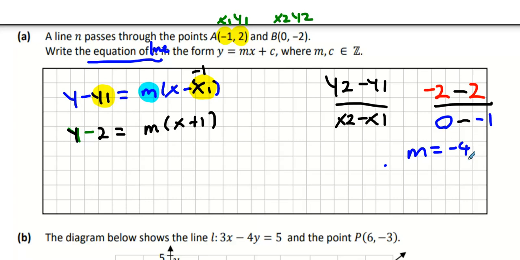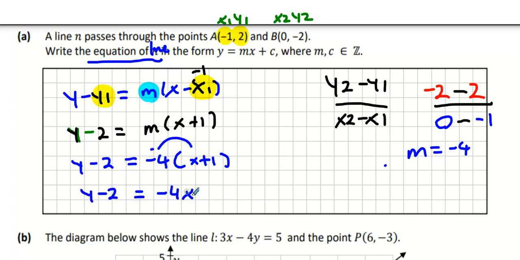Okay. So what we're going to do next is we're going to go y minus 2 equals -4 into x plus 1. See what they did there. So I'm going to get y minus 2 equals -4x minus 4.